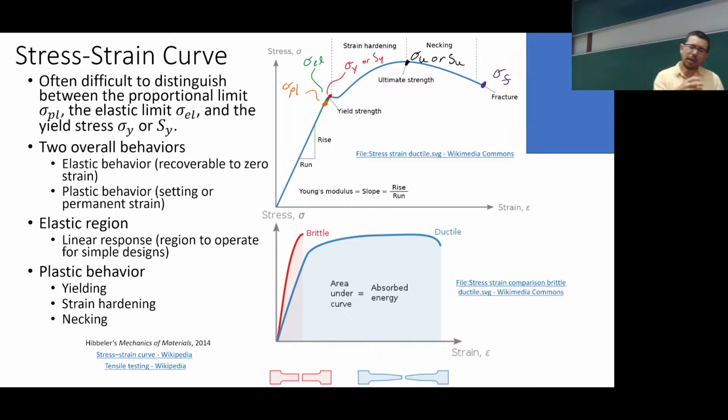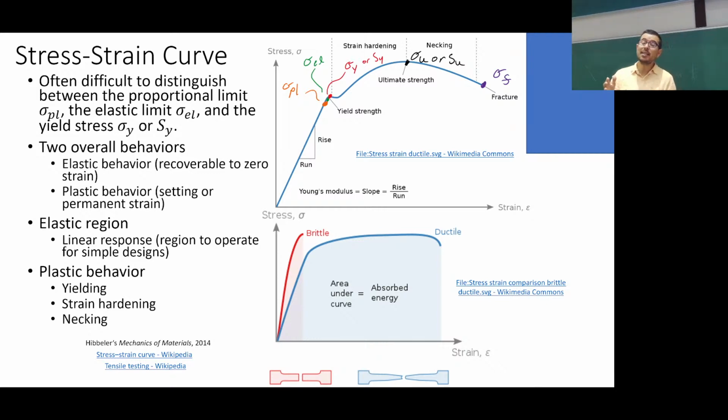So holding it at a value less than, say, yield, probably not. Even holding it at a stress level that's in the plastic regime, I have trouble thinking of how that would help. But if you do it like once and then you release, which we'll talk about, that does help.